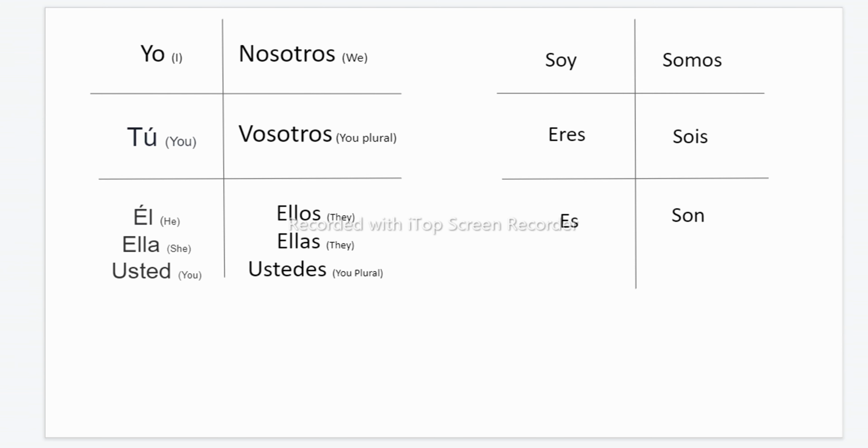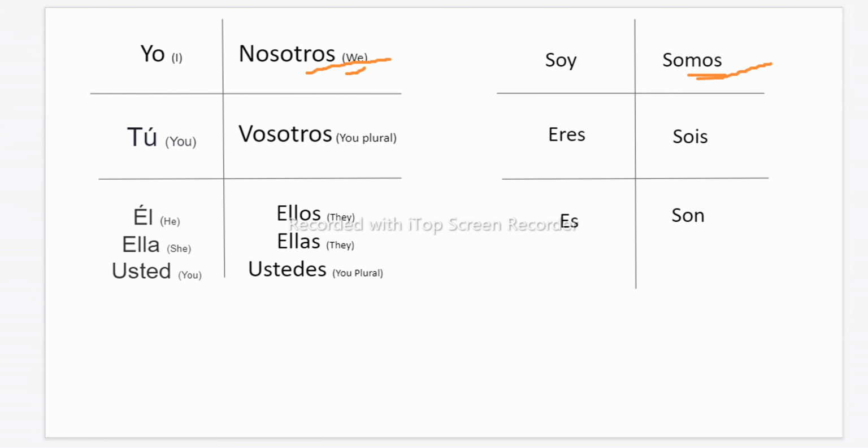Now you have to say she is. How will you say? Yes, ella es. Now usted es. You are addressing a person who is at a higher level than you, or a person you respect. You will use usted es. You are. Usted es. Okay, nosotros somos. We are. Nosotros somos.